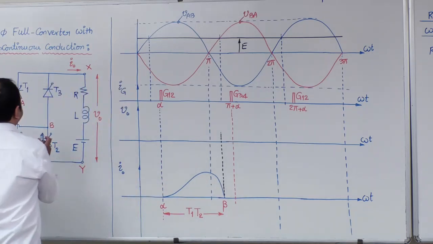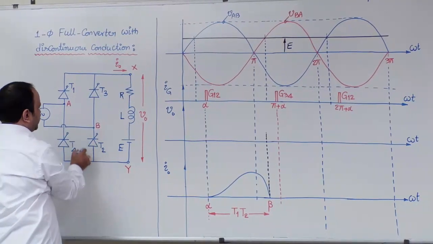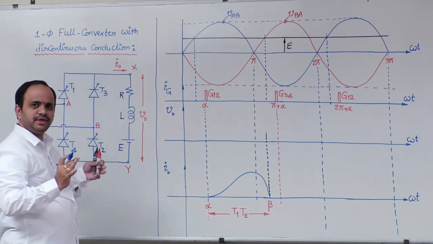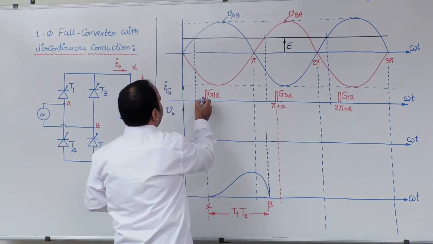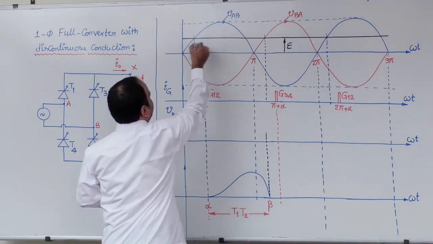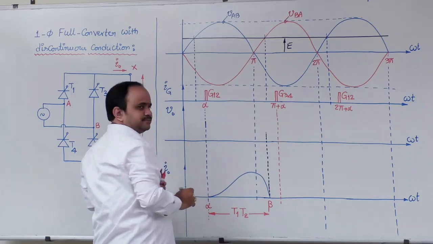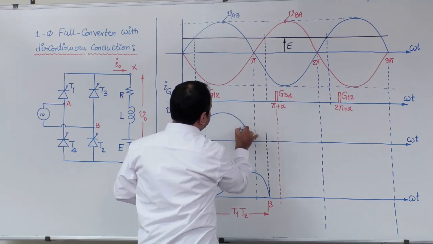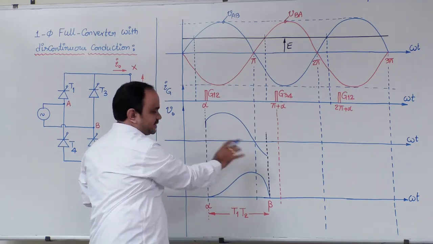Now look into the circuit diagram. If T1 is on, X is connected to A. When T2 is on, Y is connected to B. Therefore, output voltage will be same as VAB. So what is VAB? Blue color sinusoidal. At omega t equal to alpha, the blue color sinusoidal magnitude is greater than the black color E. Therefore, we will have a little jump over here. Now, alpha to beta output voltage is VAB. Therefore, the blue color sinusoidal waveform snapshot looks like this.